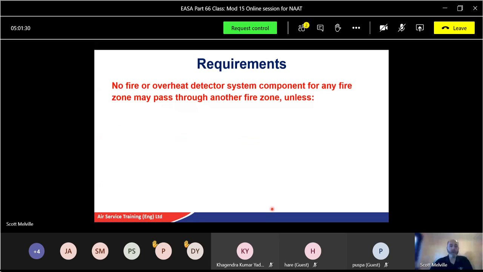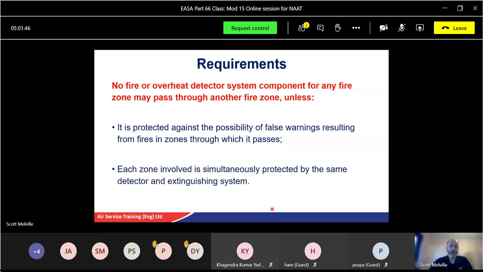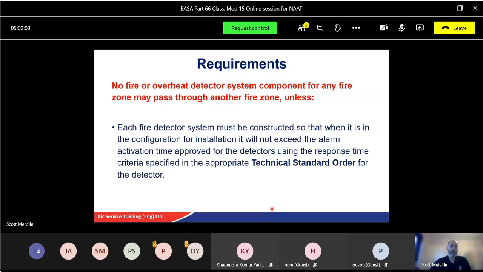And no fire or overheat detector system component for any fire zone may pass through another fire zone unless it is protected against the possibility of false warnings resulting from fires in zones through which it passes, or each zone involved is simultaneously protected by the same detector and extinguishing system. So if you've got a separate system that stays within that zone, if you've got one complete system, then fair enough, it can do that.